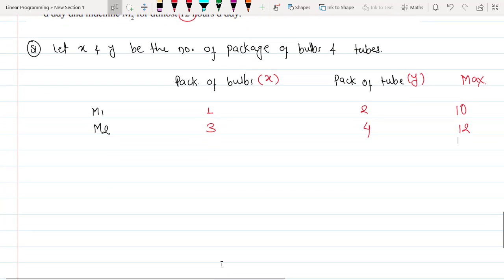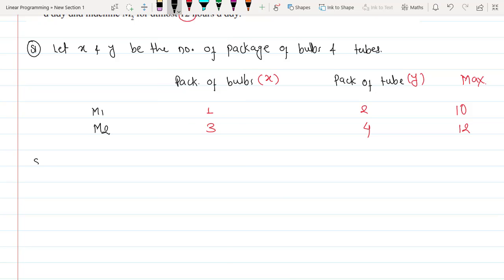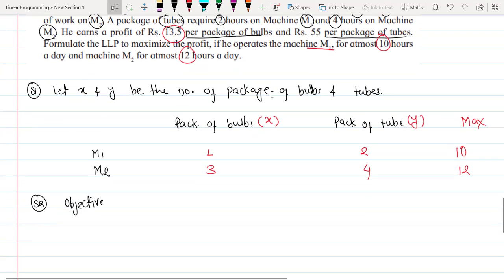Okay. Now get step number 2. For step number 2 you write the objective function. So the objective function is simply to write down the profit: what the profit is and on what. The profit is 13.5. So Z is equal to 13.5 on X plus 55 on Y. So this I want to maximize. Maximize is my objective function.